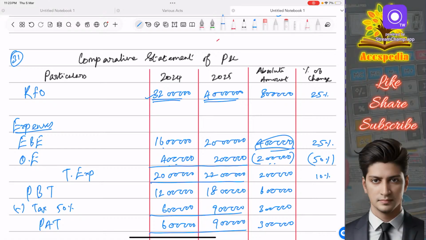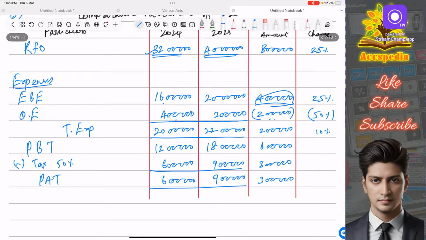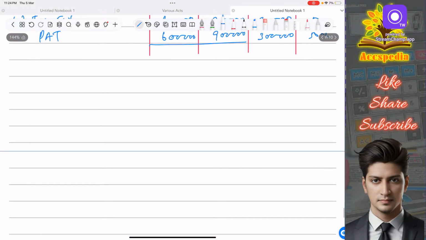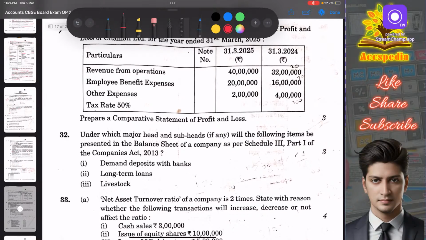20 lakh to 2 lakh is 10%. So for comparative statements you should not add the totals: 20 minus 50 minus 25 would give a wrong answer, because the base of every value is different. 12 lakh, half is 6 lakh, so it should be 50%. 6 lakh, half is 50%. That's it, the comparative statement is over. Then 32.